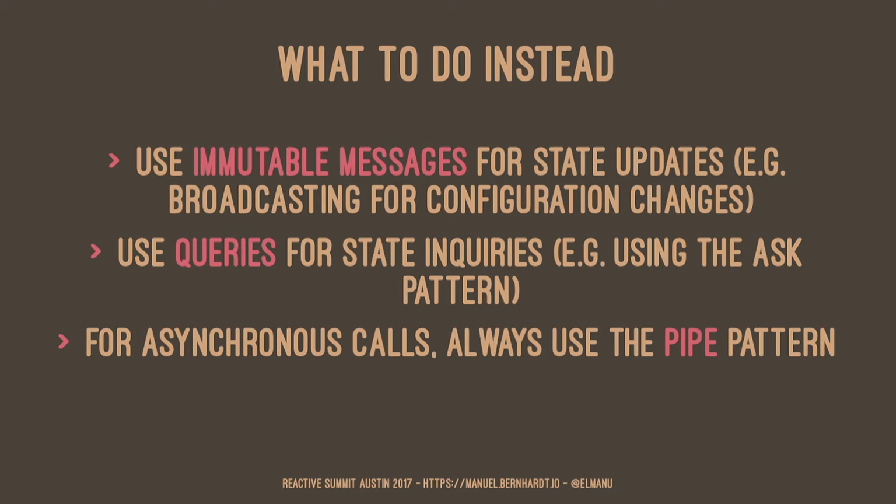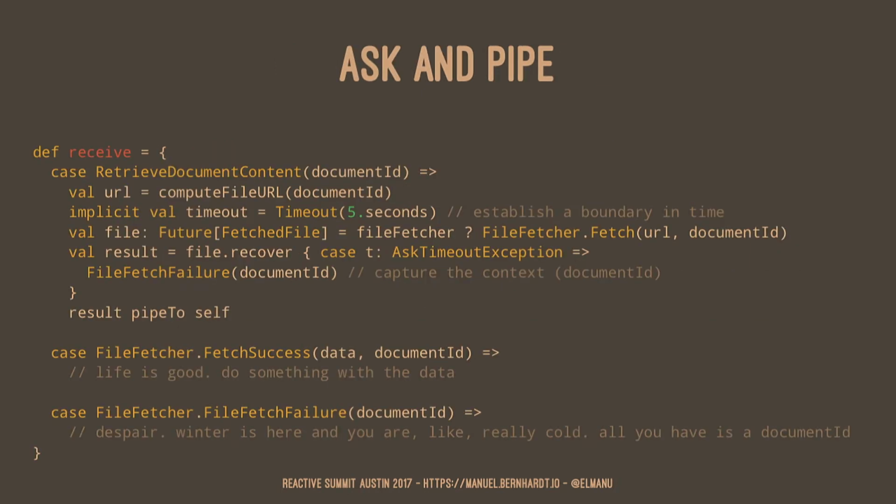If you want to ask an actor, hey, what's your current state? You can use queries. We're going to look at the ask pattern for that. Or the other way around, which is actually the better way, is the actor just should emit their state using events to others, and then anyone else can react to that. And then for asynchronous calls, which is to say, when you use futures inside of an actor, use the pipe pattern. So in practice, how does that look?